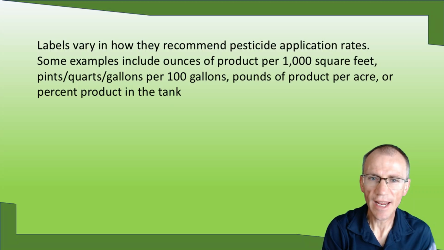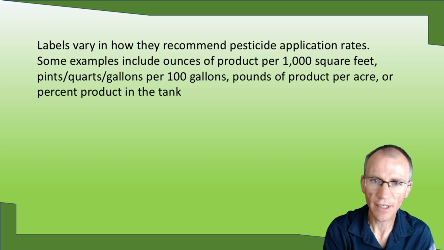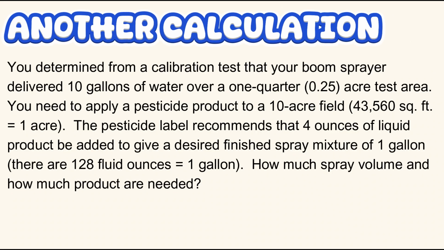You also need to understand labels vary in how they recommend pesticide application rates. Some examples include ounces of product per 1,000 square feet, pints or quarts or gallons per 100 gallons, pounds of product per acre, or percent product in the tank. Further, on calculating the application rate, you determine from a calibration test that your boom sprayer delivered 10 gallons of water over a 1/4 acre, 0.25 acre test area. You need to apply a pesticide product to a 10-acre field, 43,560 square feet equaling 1 acre.